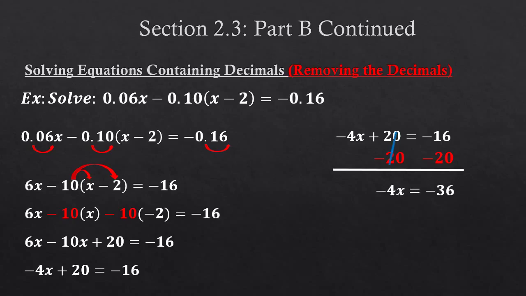Final step, divide both sides by negative 4. The 4's on the left-hand side canceled out. Negative 36 divided by negative 4 is a positive 9. Therefore, x equals 9.